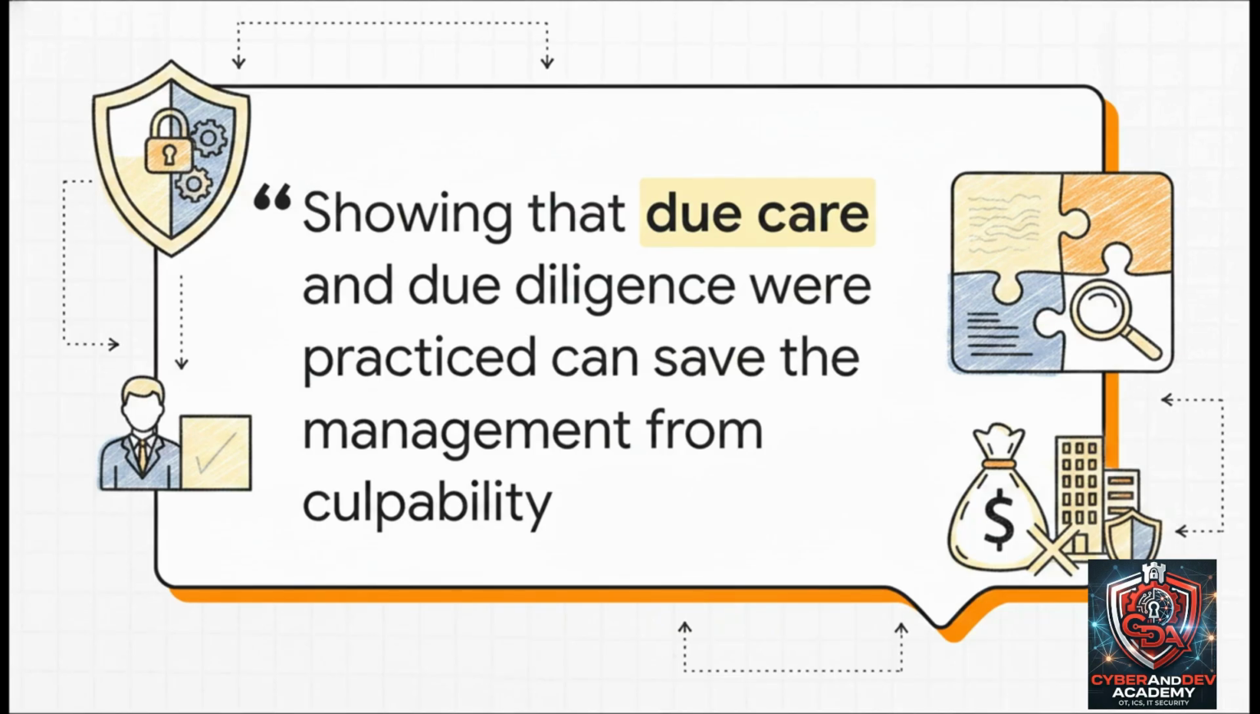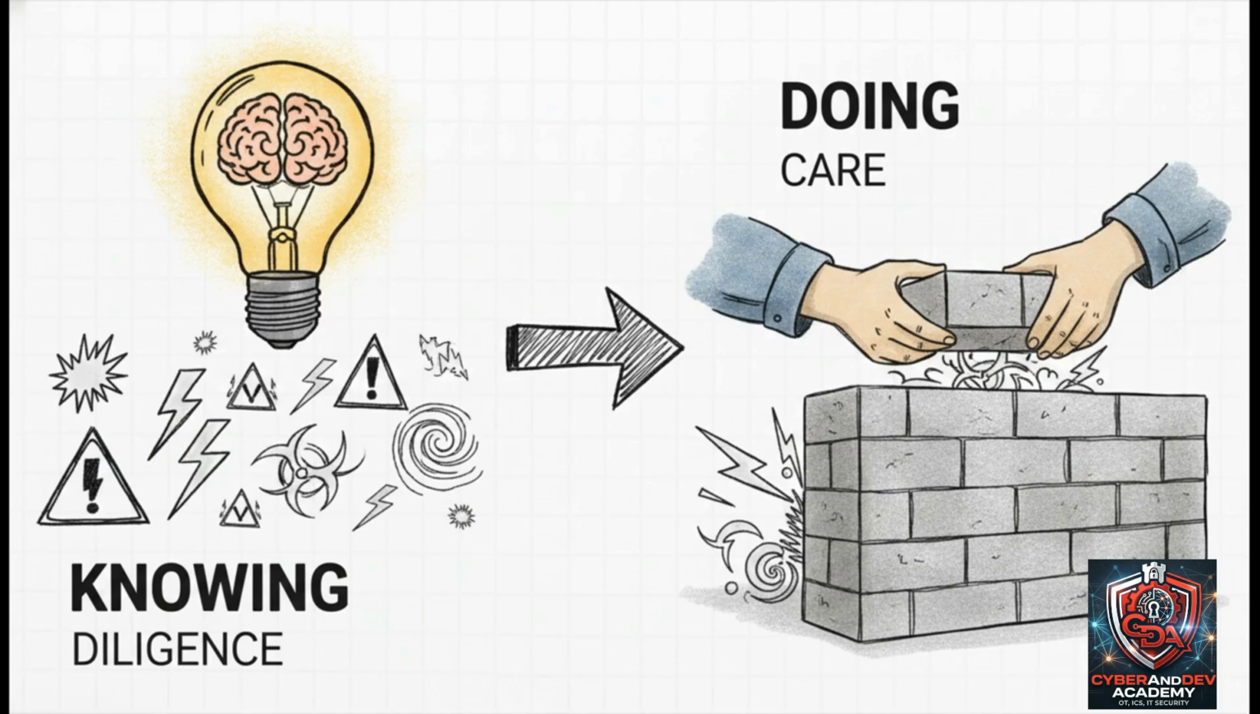That is the absolute bottom line, folks. Proving you did your homework and took action legally protects senior management from personal culpability, it minimizes massive organizational fines, and honestly, it just keeps the auditors happy. It proves leadership fulfilled their fiduciary duty to protect the organization's assets. Without both pieces, you are totally exposed. At the end of the day, knowing the difference between these two concepts is the difference between faking security and having true, legally defensible protection.